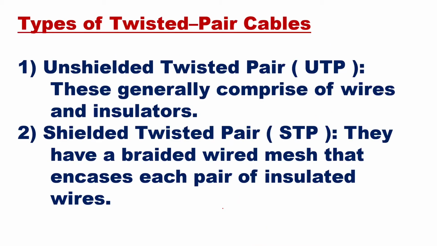Then we'll go on to see how many types of twisted pair cables there are. As I've told you earlier, the first one is called unshielded twisted pair, UTP. These generally comprise wires and insulators. The second one is shielded twisted pair, STP. They have a braided wire mesh that encases each pair of insulated wires. So both are actually the same type, but in the second one, STP, on the pair of wires you have a wire mesh which protects it more from the electromagnetic field.